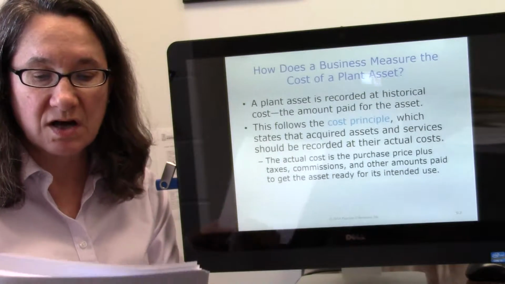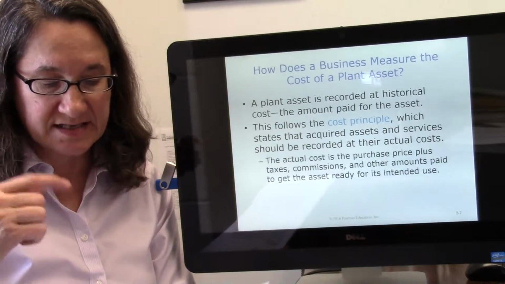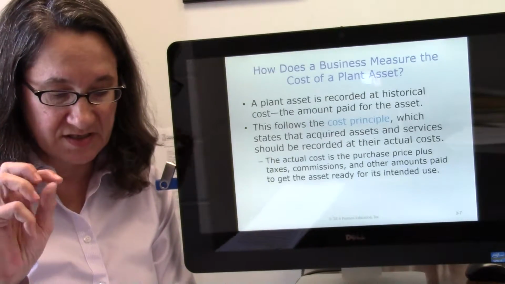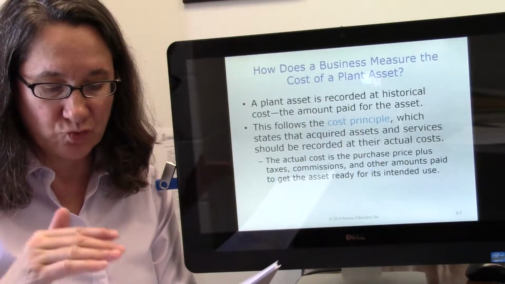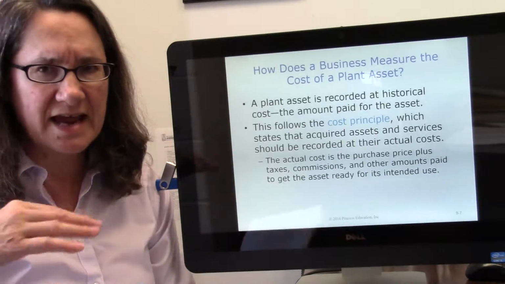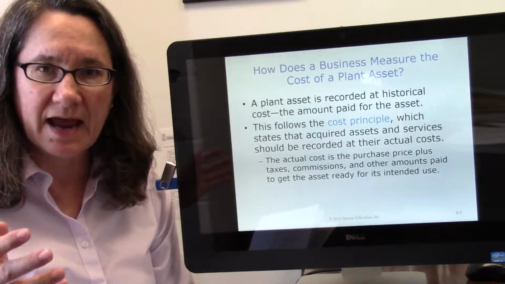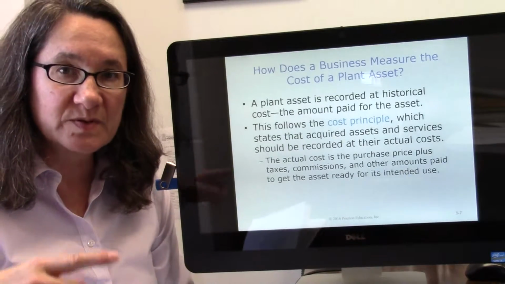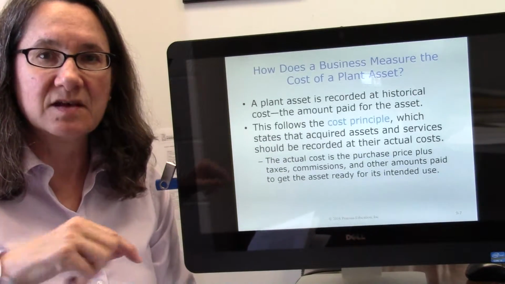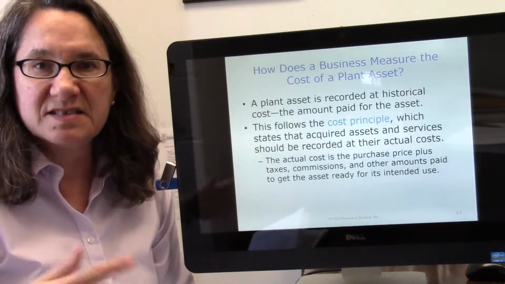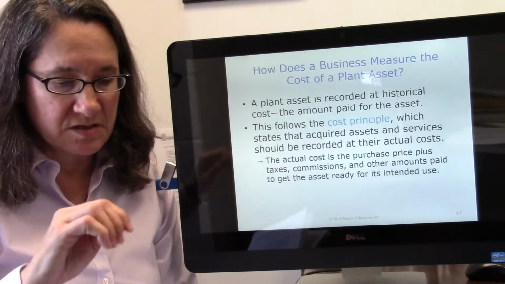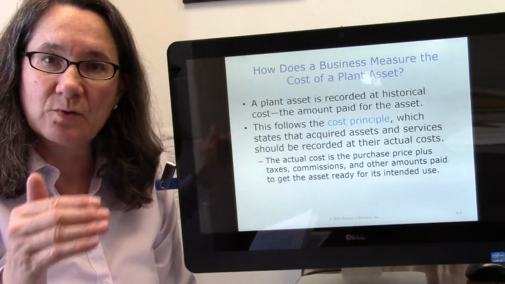The actual cost of a plant asset is its purchase price plus taxes, purchase commissions, and all other amounts paid to ready the asset for its intended use. So you get to add up everything that goes into that asset and getting it ready. So if you're building a building, everything it costs to build that building, the architecture plans, of course the cost of building it, inspections, everything is part of the historical cost of that building. So anything that gets it ready to use the way you want to use it.